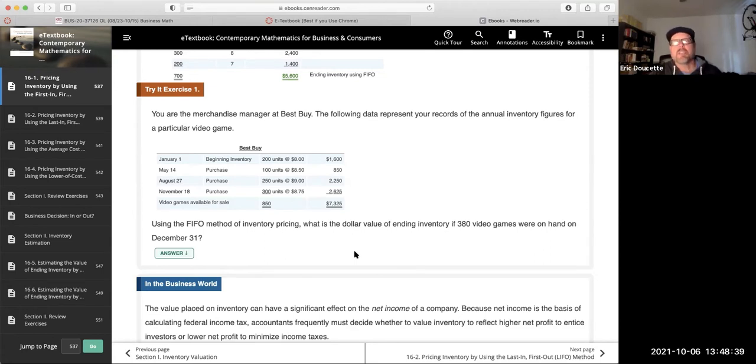Using the first in, first out method of inventory pricing, what is the dollar value of ending inventory if 380 video games were on hand December 31st? Meaning that they sold 300, they had 380 remaining, and so they had 850 to start. So 850 minus the 380 would be considered what they sold. So which ones did they sell? That's what we'll figure out next.